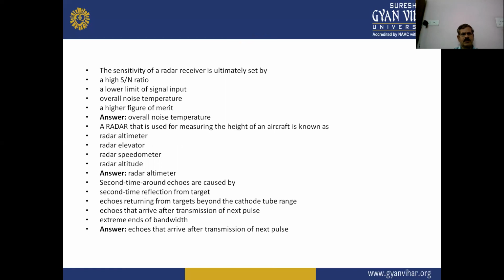In the next question: the sensitivity of a radar receiver is ultimately set by? A, a high signal to noise ratio; B, a lower limit of signal input; C, overall noise temperature; and D, a higher figure of merit. So here the correct answer is overall noise temperature. So option C is the correct answer of this question.